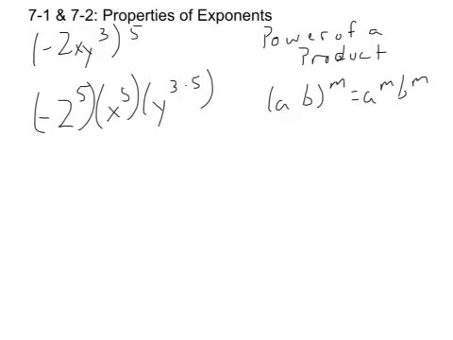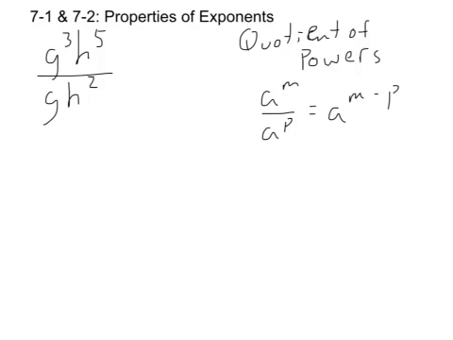So let's see, negative 2 to the fifth power is 2 times 2 is 4, times 2 is 8, times 2 is 16, times 2 is 32, and since it's an odd exponent, when you multiply a negative an odd number of times, it's negative, so that's negative 32. Then we got x to the fifth, we can't do anything more with that, and y to the 3 times 5, well 3 times 5 is 15, so it's y to the 15th. So our answer is negative 32, x to the fifth, y to the 15th.